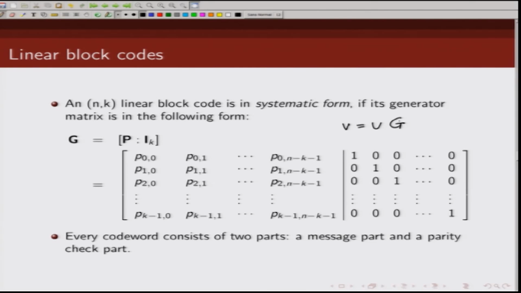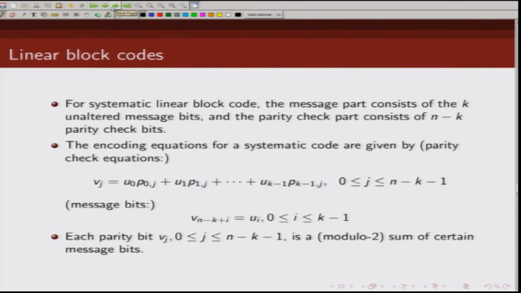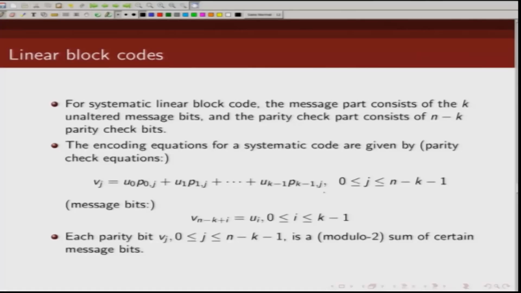Okay. So, if we write U, which is basically U0, U1 to Uk minus 1, times this G matrix, what we will get is a form like this. You will have n minus k parity check equations, which are given by this expression, and then you will have the remaining k unaltered message bits. So, for a linear block code in a systematic form, the encoding equations will be of this form. And as I said, since we are restricting ourselves without any loss of generality to binary code words, this addition is basically done modulo 2.